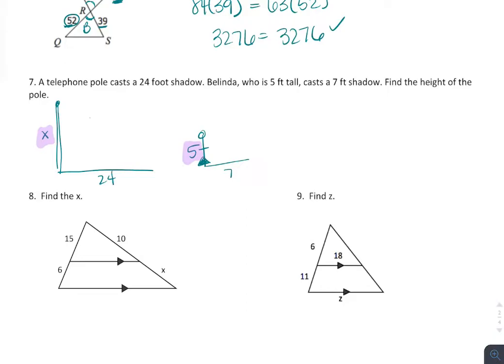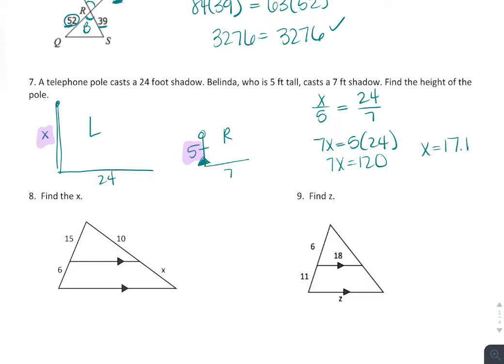So I'm going to do left over right. So x over 5 equals 24 over 7. So 7x equals 5 times 24. 7x equals 120. So that means x equals 17.14.